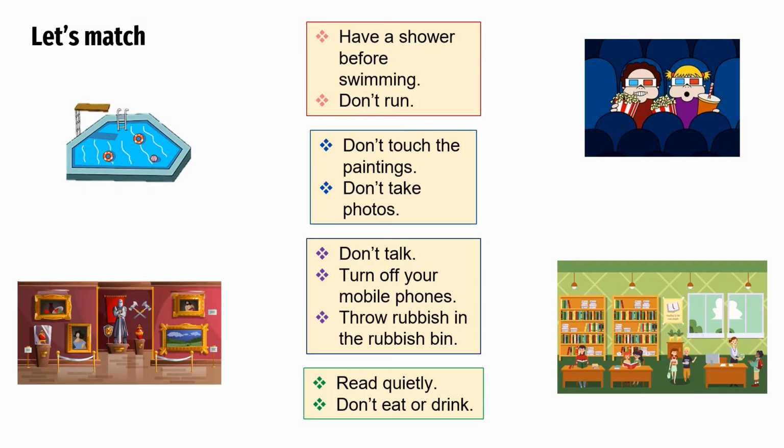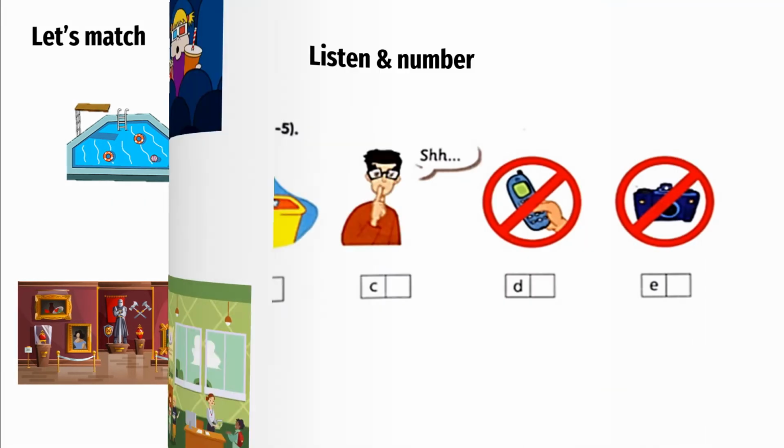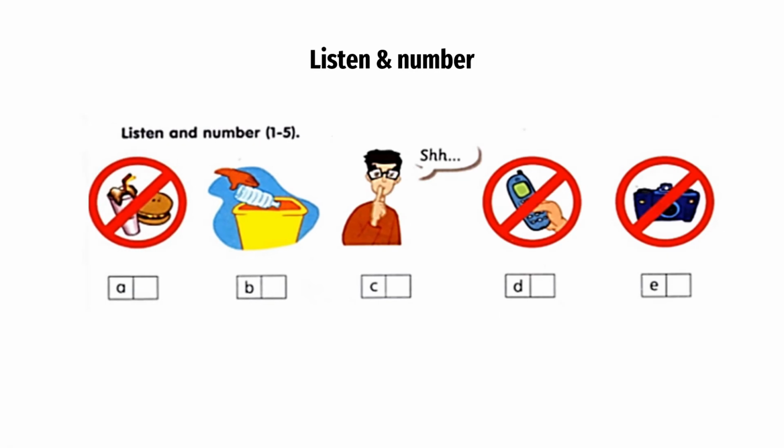Based on the rules that we have read just now, let's match it to the correct places. Take your time to complete this activity. You may also do it in your student's book by numbering the picture. Now, let's listen and number the picture 1 to 5.